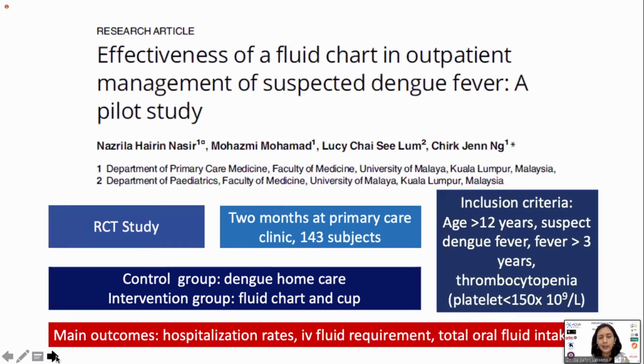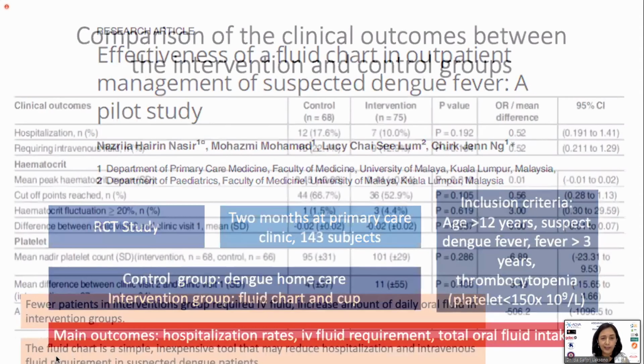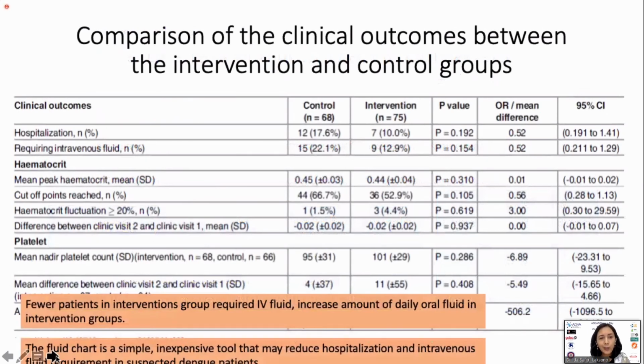The main outcomes were the hospitalization rate, the IV fluid requirement, and also the total oral fluid intake. The results showed that even though there was no statistically significant difference between the intervention and control groups, fewer patients in the intervention group required IV fluid, and they also increased the amount of daily oral fluid. The conclusion is that the fluid chart could be implemented because it is a simple, inexpensive tool that may reduce hospitalization and intravenous fluid requirement in suspected dengue patients. Of course, there is also a suggestion that the study needs to be enlarged to greater populations.